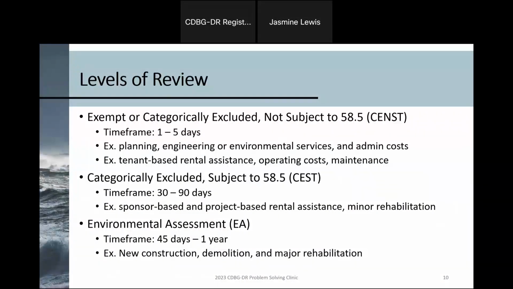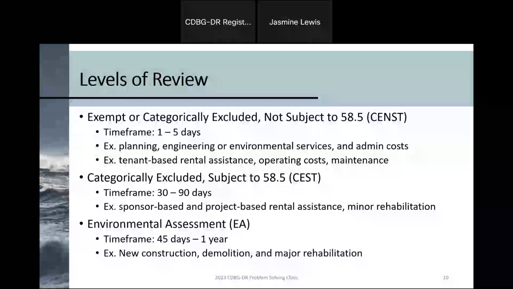Now, environmental assessments are a different animal. These activities include new construction, demolition, and major rehab. Also, any activity that would result in a change of land use would trigger the need for an environmental assessment. These are much longer reviews and can typically range from 45 days to even up to a year.